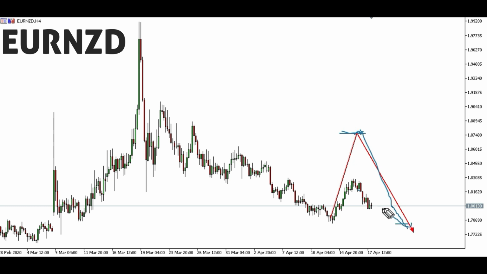So we ignored it. This next week here, if we get an impulse here until this level, we'll be selling to the downside. Only if we get this movement until this level. This is where we'll be selling from, here until this level. That's for EURNZD.